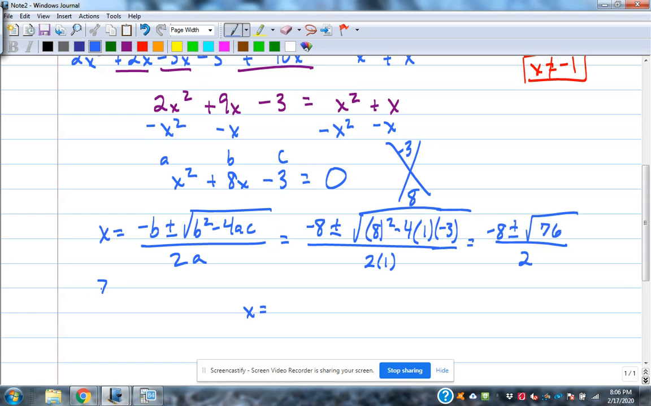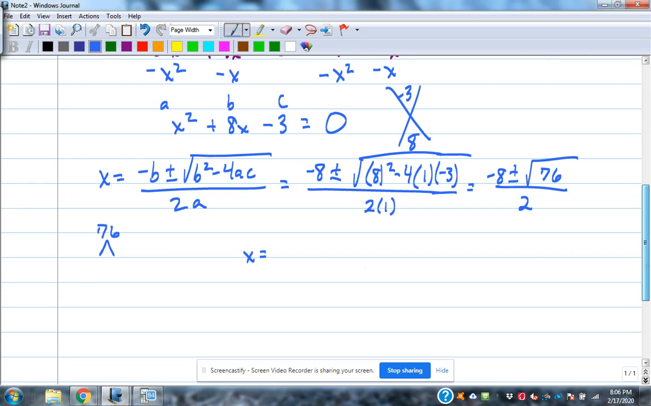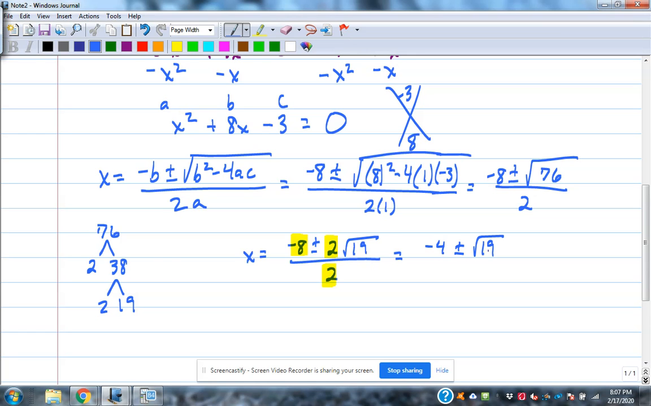And so I need to do the factor tree for 76. 2 and 38. 2 and 19. So that would be negative 8 plus or minus 2 radical 19 over 2. And I can simplify that because all three of these numbers are even, right? So that means they all divide by 2. So I'm just going to divide every one of those numbers that are outside of the radical by 2. So that's going to be negative 4 plus or minus square root of 19.